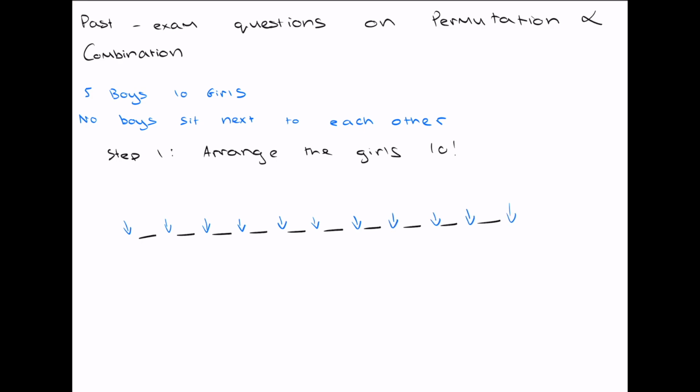That's when we come to arranging the boys. There's 1, 2, 3, 4, 5, 6, 7, 8, 9, 10, 11 possible places the boys can be in, right? So it's 11 P5. Why 5? Because there's only 5 boys. So there are 11 places and only 5 boys can be put in them, so we just do 11 P5. And the answer is 10 factorial times 11 P5.